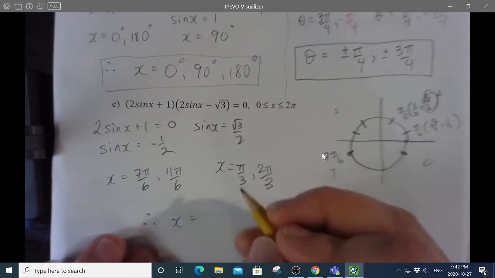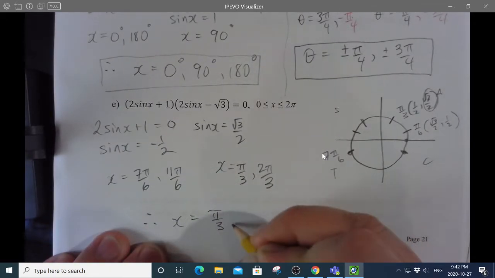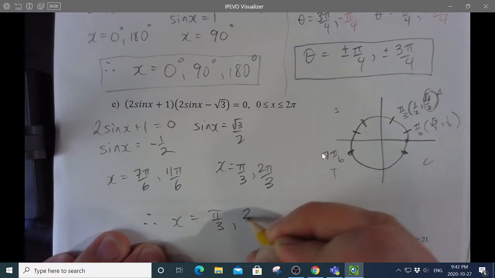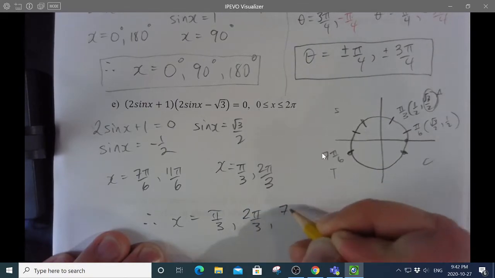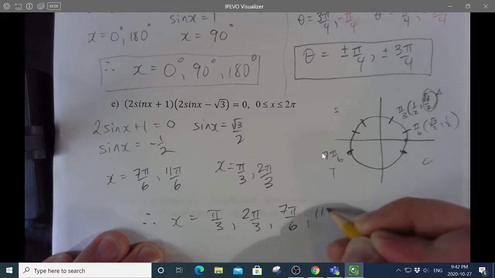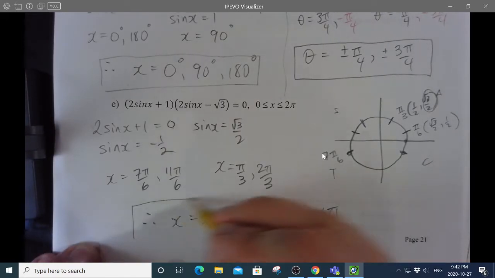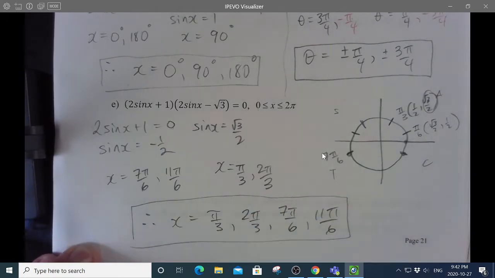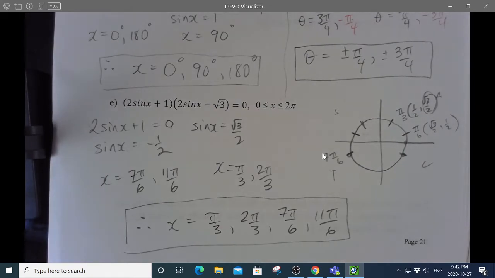Put them in order. That'd be pi by 3, 2 pi by 3, 7 pi by 6, 11 pi by 6. And again, I don't really care if you put them in order from smallest to biggest. I like to usually do that. Okay.